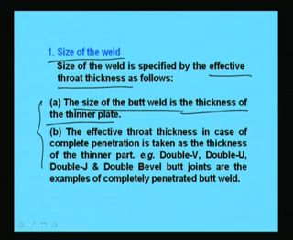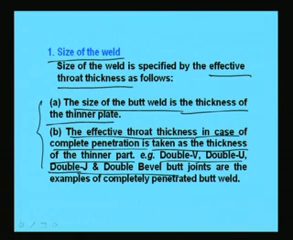Another is the effective throat thickness in case of complete penetration, which is taken as the thickness of the thinner part. That means, effective throat thickness will be equal to the thickness of the thinner part if complete penetration has occurred. When will complete penetration occur? If we use double V, double U, double J or double bevel butt joints. These are the types of joints in which we can assume that it is a completely penetrated butt weld, and in this type of joint we can use the throat thickness as the thickness of the thinner part.